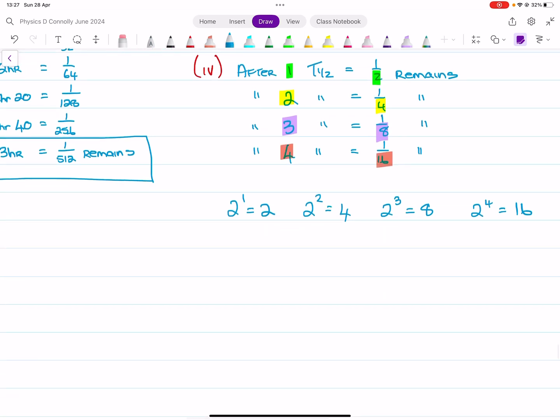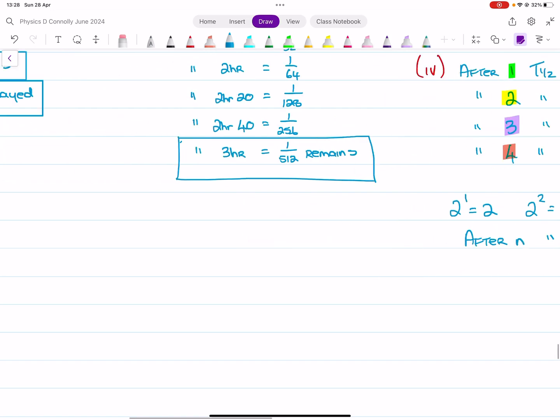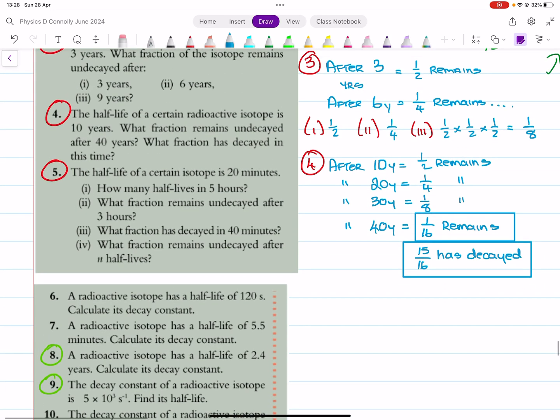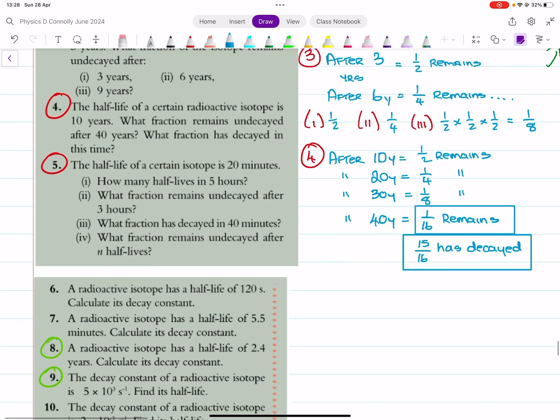So if it is after n half-lives, then it's going to be 1/2 to the power of n remaining. That's very hard. I don't think that's ordinary level. But yeah, it was just about spotting a pattern, which is more maths than physics. But literally every other question we did there was very typical ordinary level for this half-life stuff.